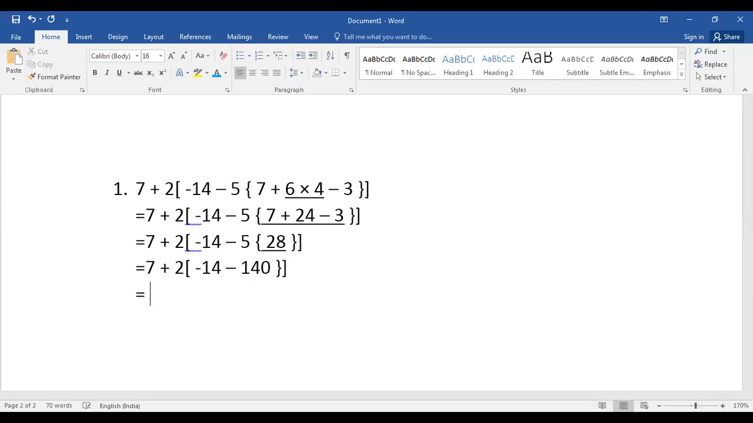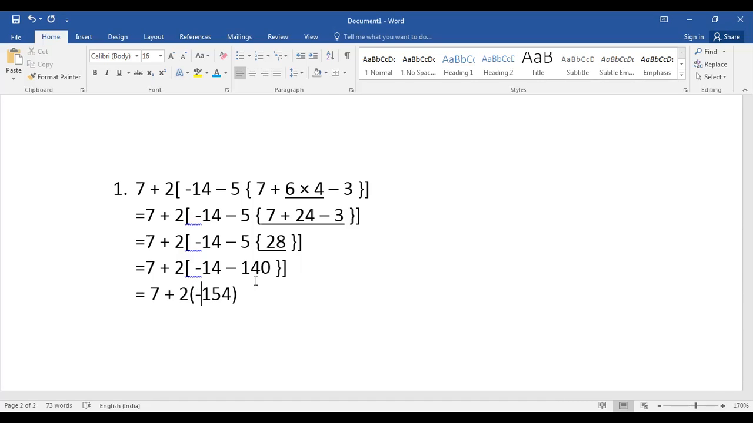It is equal to 7 plus 2 into bracket. Now minus 14 minus 140 means you will get 154, but the sign will be minus. Why? Because 140 is negative.